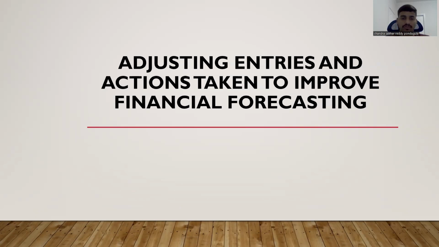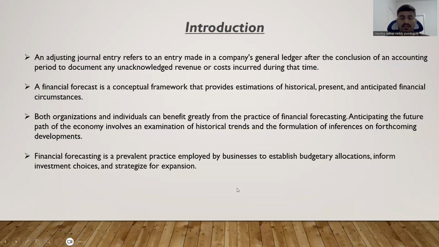Today I am before you to discuss the adjusting entries and the actions taken to improve financial forecasting. Introduction. An adjusting journal entry refers to an entry made in a company's general ledger after the conclusion of an accounting period to document any unacknowledged revenue or cost incurred during the time.